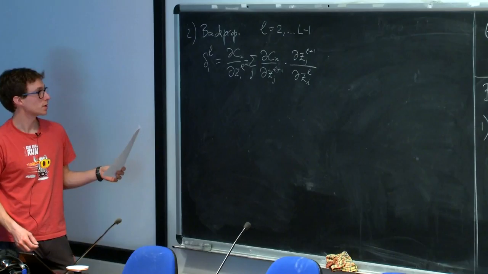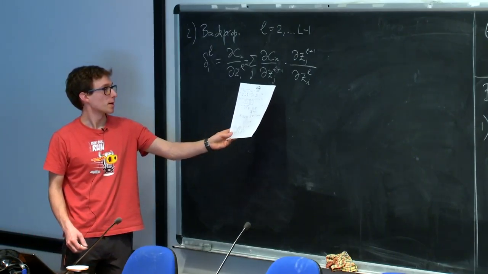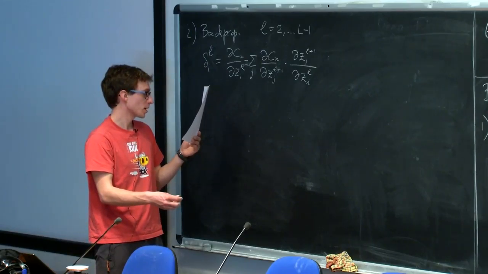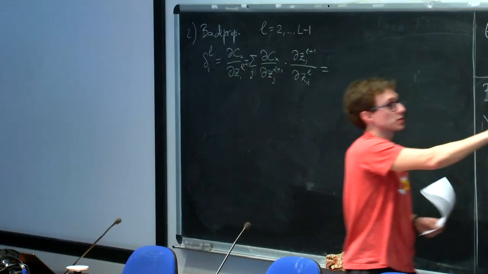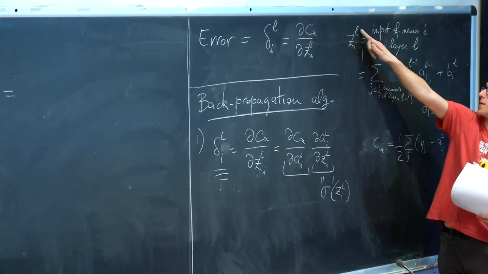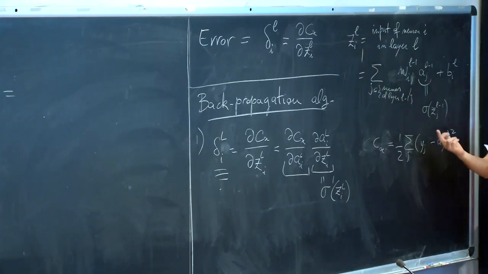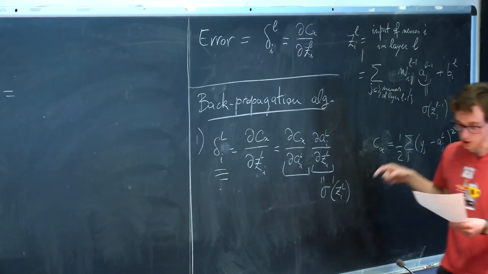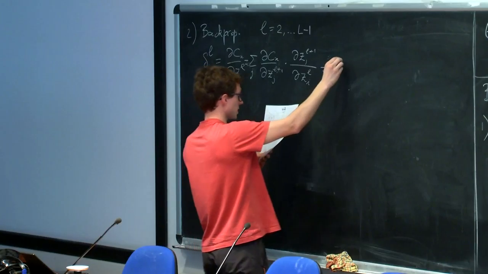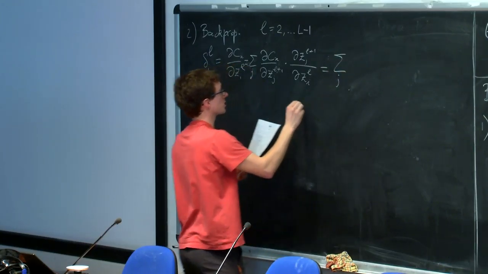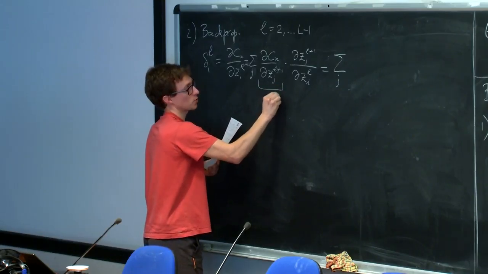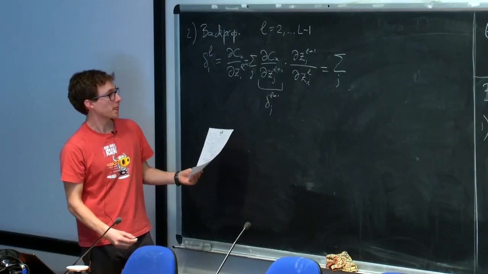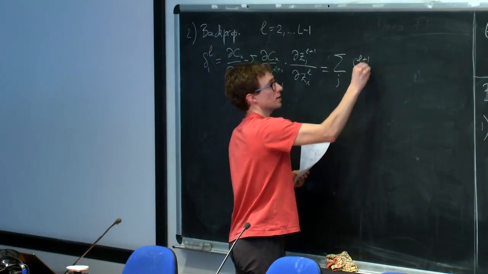Clear? Now, is it clear what I've done here? Okay. And now I use the fact that z_j comes from this expression, right? z_j at the next layer comes from the z_i of the previous layer. So it's just a shift of indices, but it should be clear. And it depends on it also through this sigma. So what is going to happen is that this object is going to be equal to the sum over j. This is by definition the delta_j^(l+1). Let's change the index. So this is going to be a sum over j of delta_j^(l+1).